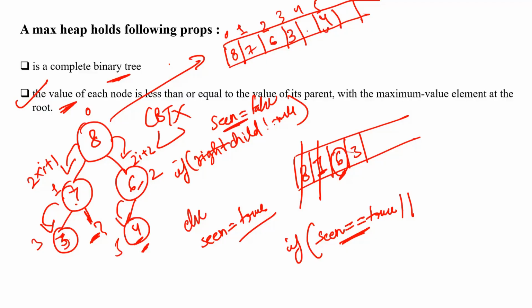Now, just tell me one thing. This index is empty. You don't have anything here. And you are having an element on the fifth index. Is it valid? No, right? It's not valid, because we do have array elements in a contiguous order.